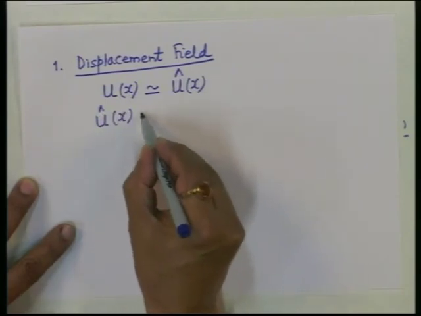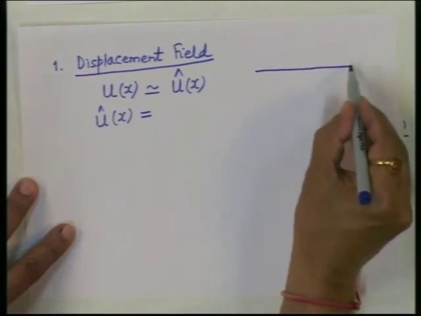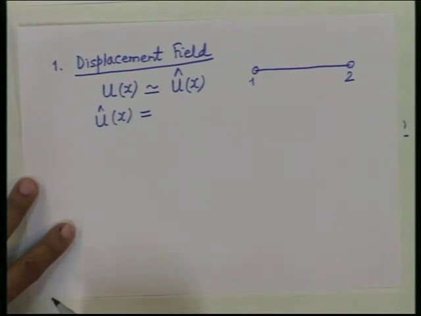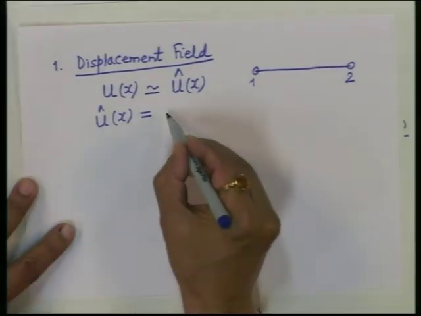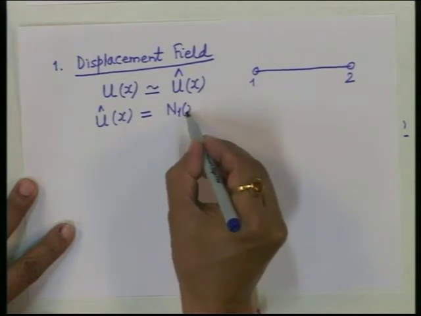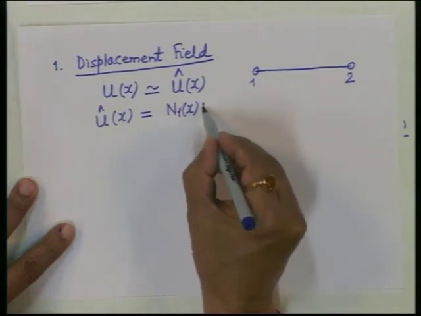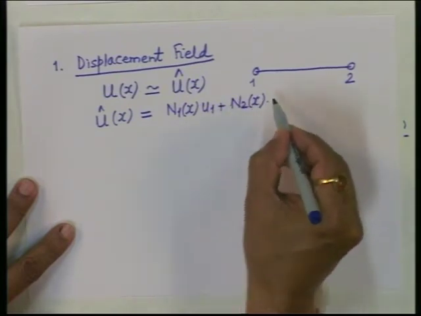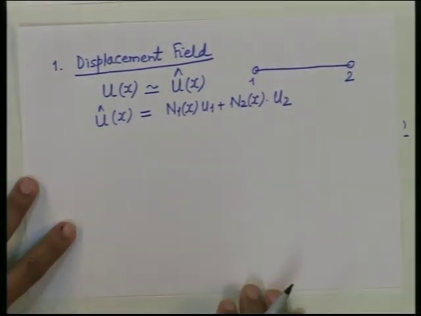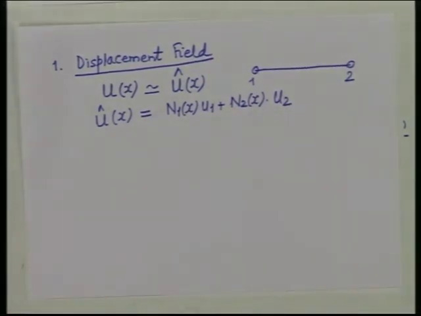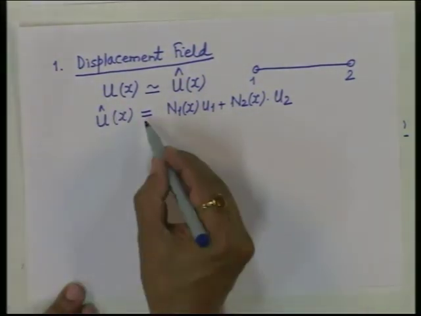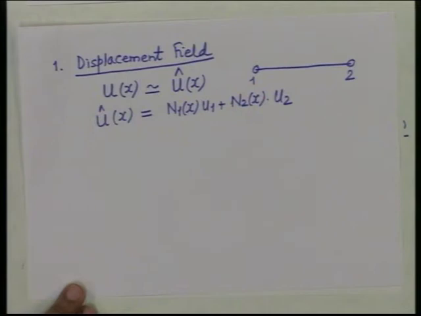u hat of x, for my two noded axial rod element, I can write as N1(x) times u1 plus N2(x) times u2. Is it clear? Here I can use an equal sign because I am writing an approximation. But if you write u on the left hand side, this has to be different. Is it okay?